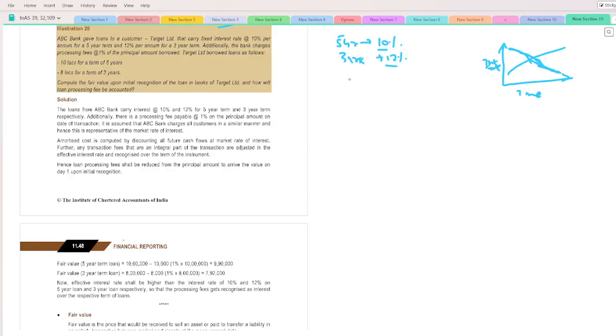For the 5 year, you are having a 10 lakh amount, and for the 3 year, you are having an 8 lakh amount. So it's a financial asset. So that means the 10 lakh plus.